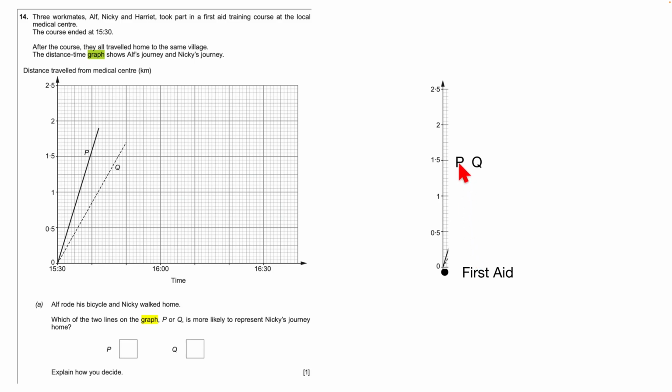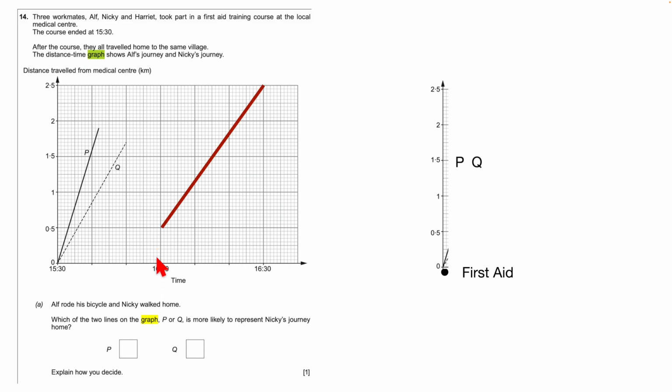Well, I'm hoping it's P, because P has covered the same distance a lot quicker. And as you tend to ride a bicycle faster than you walk, it's likely that this is Alf on his bike and this is Nicky. This is a horrible question, but it does show a few interesting things.